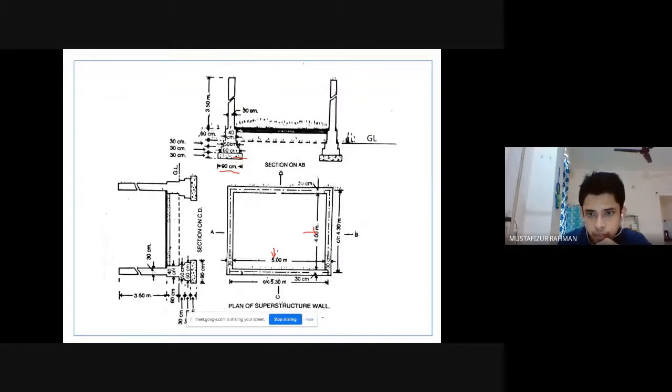Here, this is the room. The inside dimension is given here, 5 meter. To get the center to center value, we have to add half of the wall thickness. This wall thickness is given as 30 centimeter. We have to add half of the wall thickness for one side and another half on the other side. Then we will get the center length of the walls.